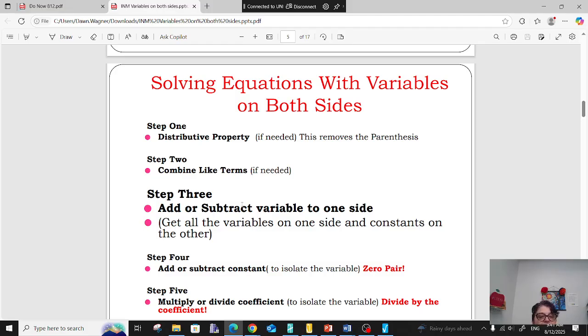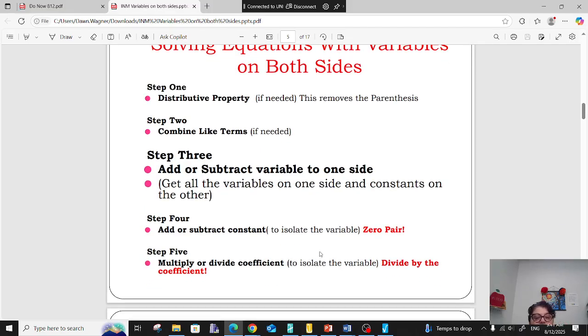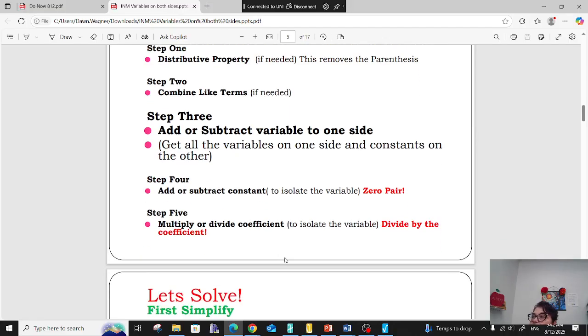Then step 3, you always deal with the variables first. There's a lot of reasons why you want to do that, but the big one is if you end up getting all real numbers and no solutions, if you start dealing with the numbers first, it gets really confusing. We want to add or subtract constants. Remember, we need zero pairs. And then we want to multiply or divide a coefficient.